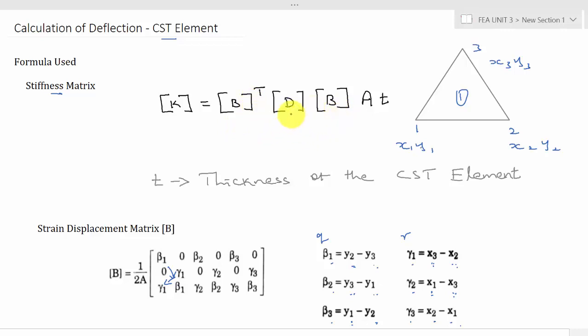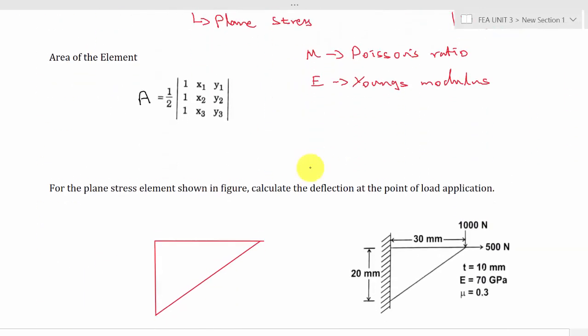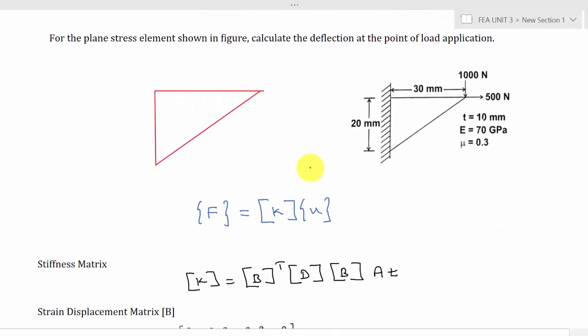So here the D matrix will be 3 cross 3, the B matrix will be 3 cross 6. So you will get 3 cross 6. Then if you multiply B transpose with this, B transpose will be 6 cross 3, since it is transpose. So finally you will get a 6 cross 6 matrix because you have 6 degrees of freedom. At each node we have 2 degrees of freedom. So finally we will get a stiffness matrix of size 6 cross 6. Okay. So these are all the formulas. Now we'll move into the problem.